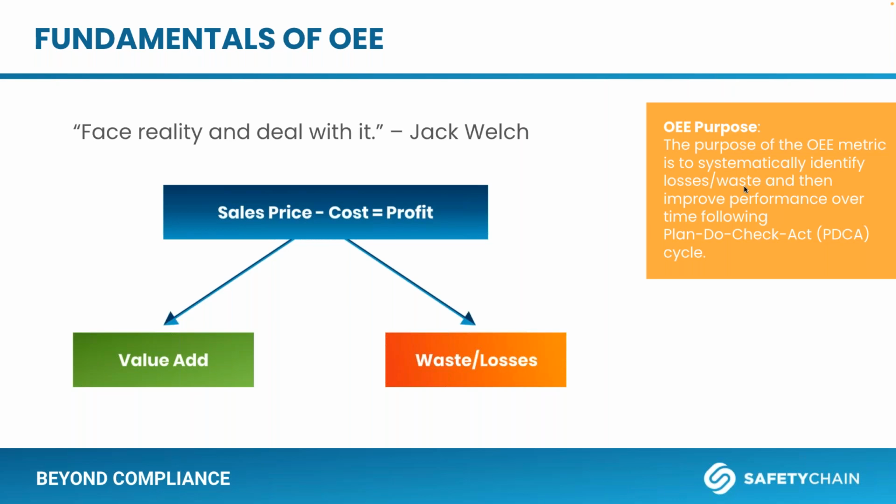I just show this little equation, which many people have probably seen before, where sales price minus cost is equal to our profit. The cost has value-add components in our cost structure, and there's waste or losses. So what we're talking about here with OEE is identifying those waste or losses and working to reduce them so we can increase profitability, probably increase speed, and our overall effectiveness.